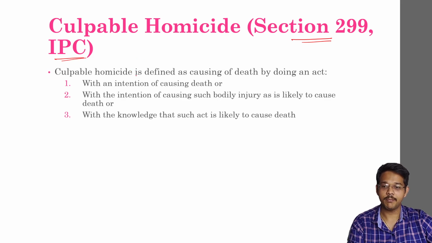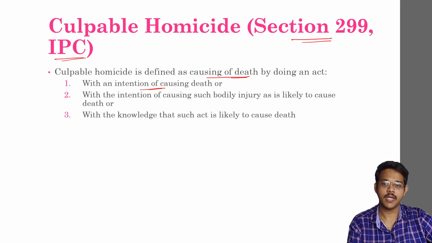According to 299 IPC, culpable homicide is defined as causing a death by doing an act with the intention of causing death. So the first point tells that whenever a person tries to kill or cause death, the person has to have the intention; he should knowingly do it. He should have some intention.